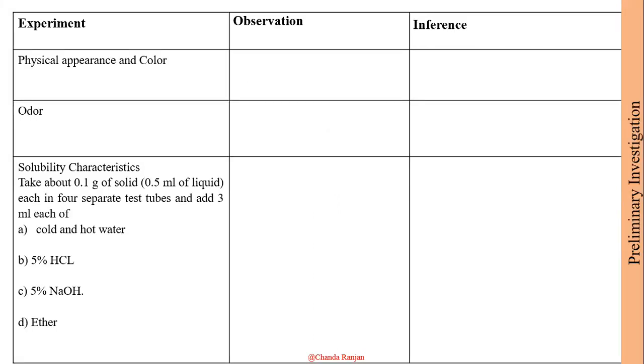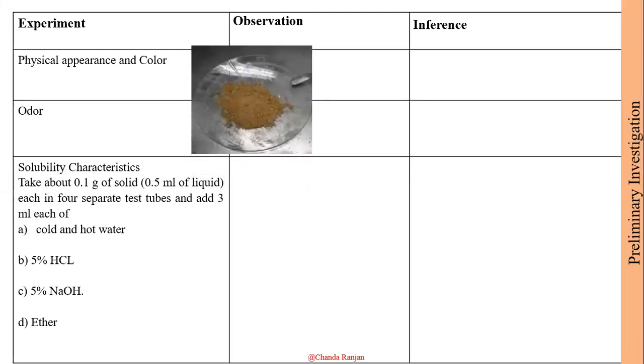This is the basic proforma for how to carry out the qualitative analysis. We have the experiment, we have the observation, and we have the inference. Firstly, what we do, we write in the experiment part. What observation we get, we write in the observation, and what conclusion we draw after the experiment, we draw it in the inference section. Here I have taken this compound.